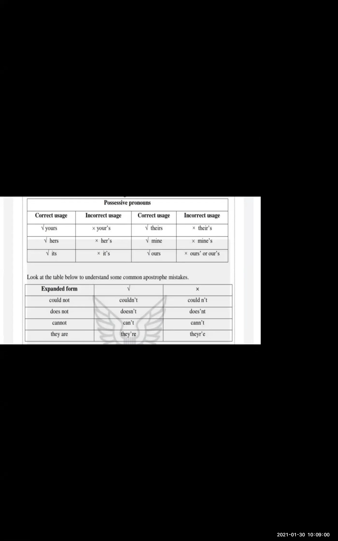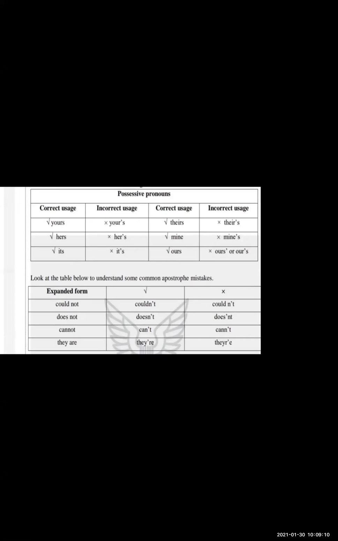Here are some of the contractions which we have made. Could not, couldn't. Does not, doesn't. Okay. These are the right ways of writing. If you are writing it wrong, they will be considered an incorrect use. These all are the incorrect uses. What is the correct use? Yes. Could not becomes couldn't. These all are the correct use of apostrophe.